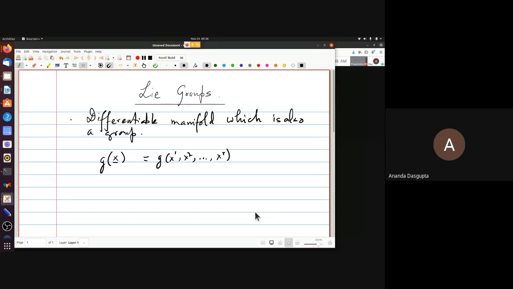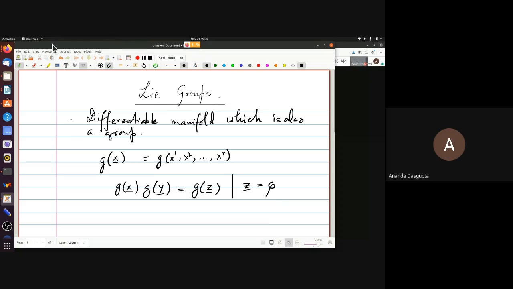For most of our applications, that will be obvious from the context. What is important is, of course, that when you combine two such group elements, you are going to get a group element which will be parameterized by some parameters. And in a Lie group, this is really part of what makes it a Lie group.